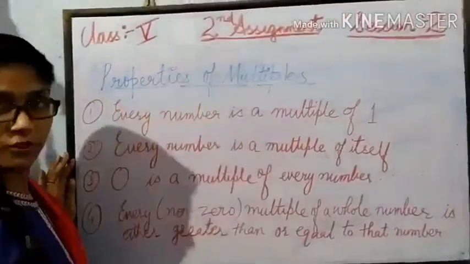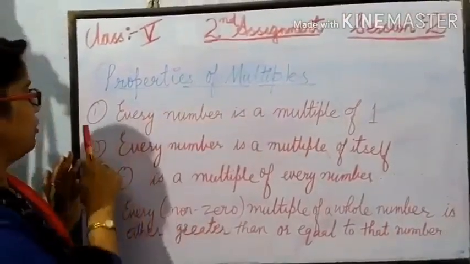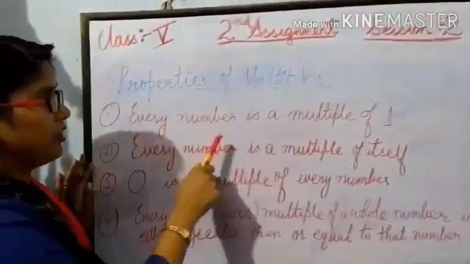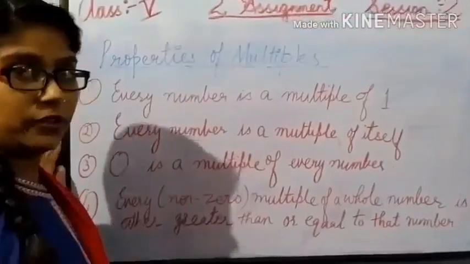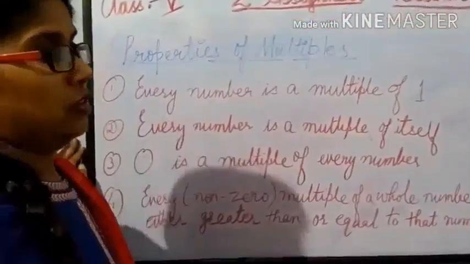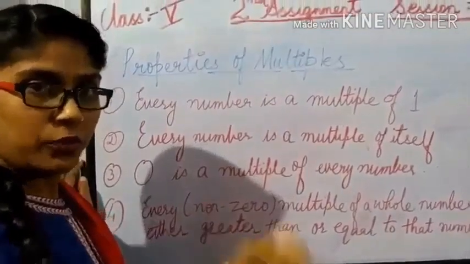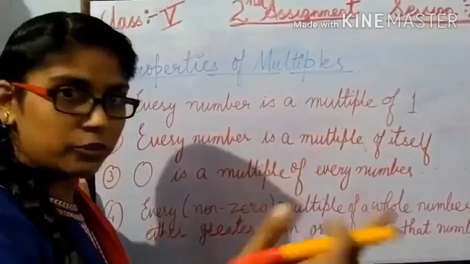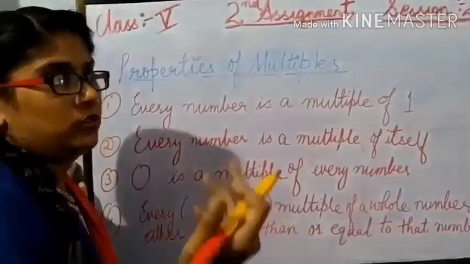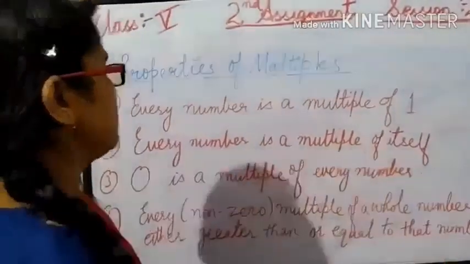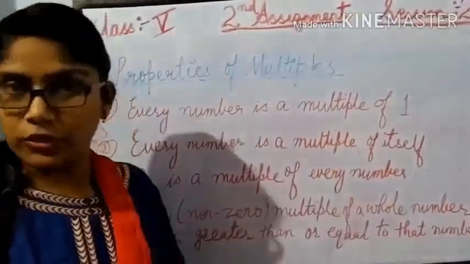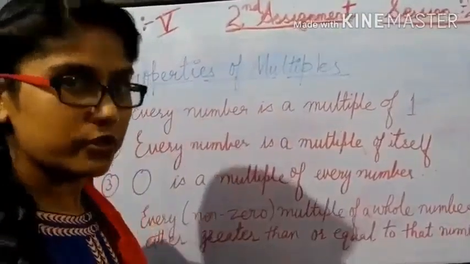Now properties of multiples. Property number 1. Every number is a multiple of 1. It means I have taken 12, so 12 is a multiple of 1. 12 into 1, 12. Next is 3. 3 into 1, 3. 5 into 1, 5, and so on.